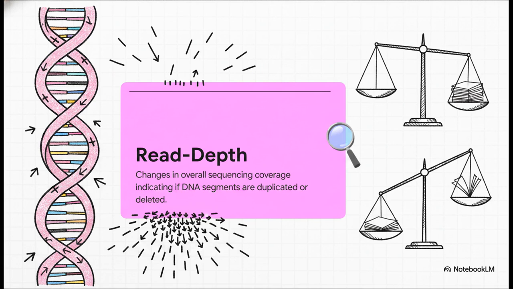And finally, we've got read depth. Since sequencing is generally pretty random across the whole genome, we normally expect a relatively even coverage of reads everywhere. But if we suddenly see a massive drop in coverage in one specific spot, it strongly implies that piece of DNA was deleted in our sample. On the flip side, if coverage suddenly spikes, it implies a duplication. So read depth is kind of like weighing our document. If it's suddenly way lighter or heavier than we expect, we know entire chapters have either been deleted or duplicated.